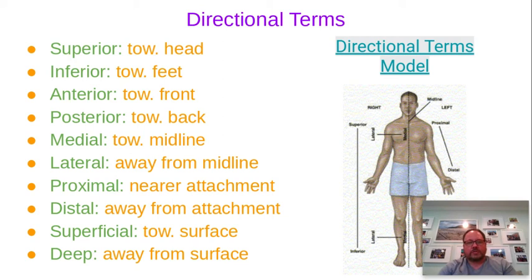Next, we're going to look at the terms superficial and deep. Superficial, like the name implies, is toward the surface. A structure can be superficial, closer to the surface of the body, like certain layers of the skin. And then deep just means it's further from the surface of the body. So one organ may be deep to another organ.